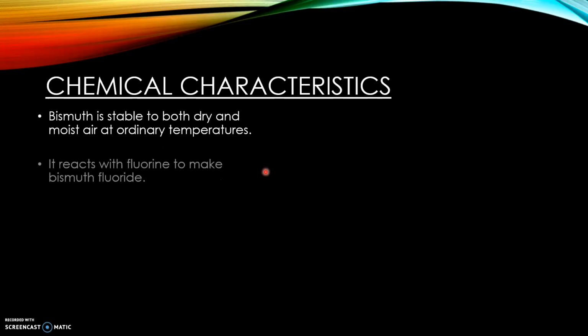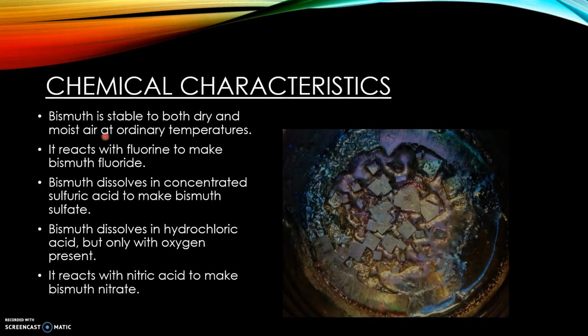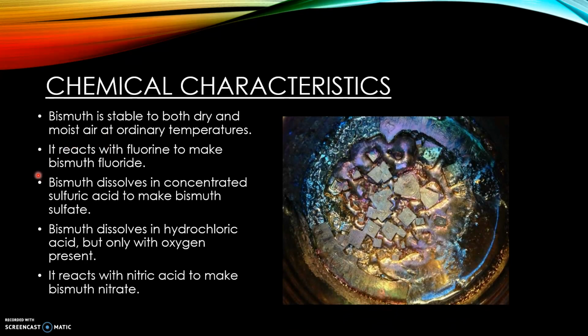Chemical characteristics. Bismuth is stable to both dry and moist air at ordinary temperatures. It reacts with fluorine to make bismuth fluoride. Bismuth dissolves in concentrated sulfuric acid to make bismuth sulfate. Bismuth dissolves in hydrochloric acid, but only when oxygen is present. And it reacts with nitric acid to make bismuth nitrate.